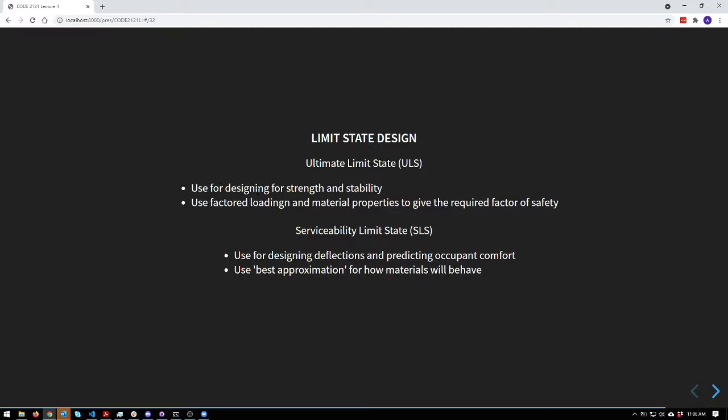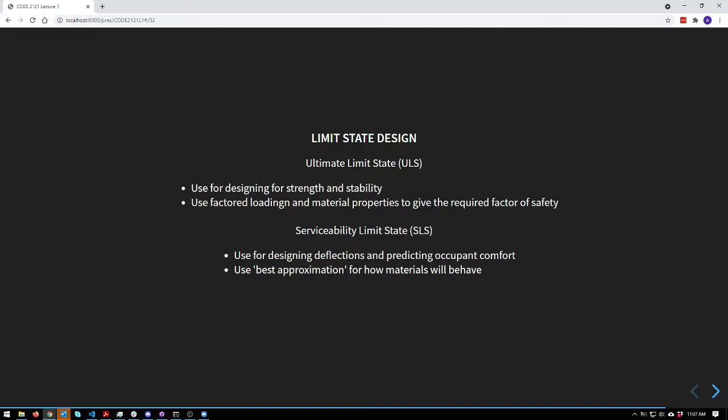Limit state design, ultimate limit state. When engineers design, they can design to either the ultimate limit state and or the serviceability limit state. The ultimate limit state is basically designing something for its sole purpose. So it's used for designing bridges and stuff like that. It's designing for strength and stability, factoring loading and material properties to give required factor of safety.